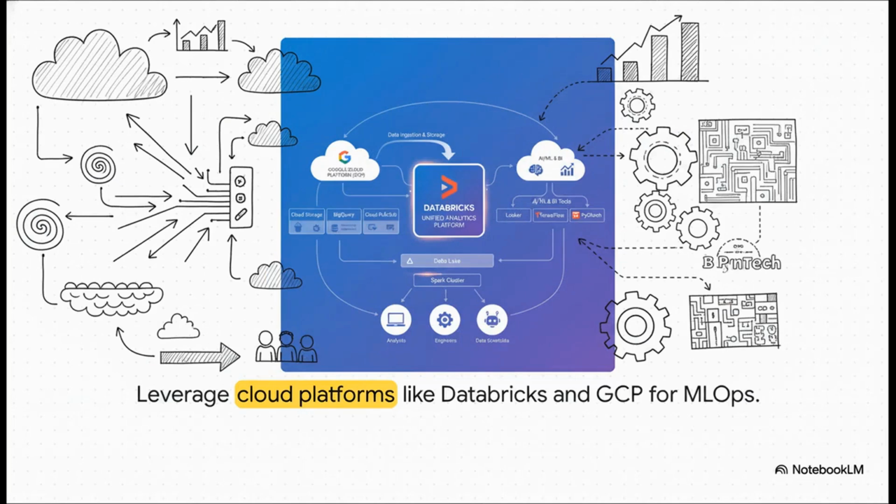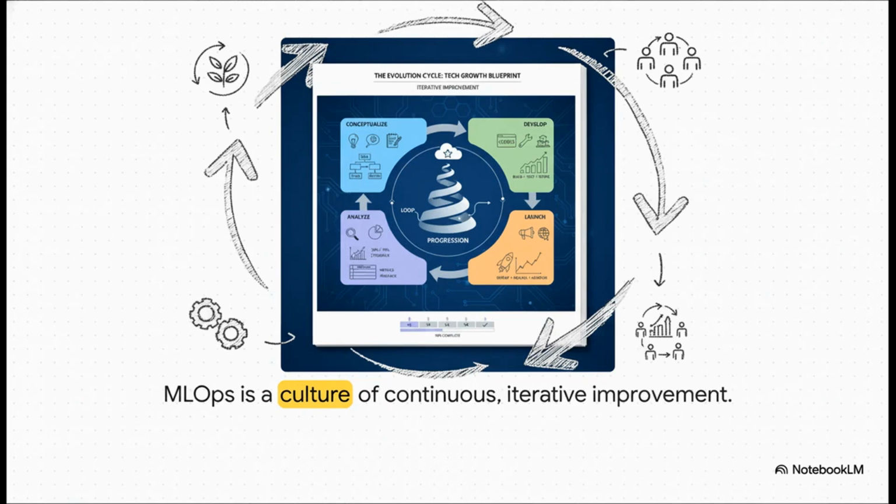And the great news is, you don't have to build all of this from scratch. There's an entire ecosystem of incredible tools and platforms out there, like Databricks and Google Cloud, that are designed to help you build out your MLOps infrastructure without having to reinvent the wheel. But I want to leave you with what is probably the most important point of this whole discussion. MLOps is so much more than just a set of tools. As you can see from this cycle, it's a cultural shift. It's about building a culture of constant iterative improvement for your models and for your team.